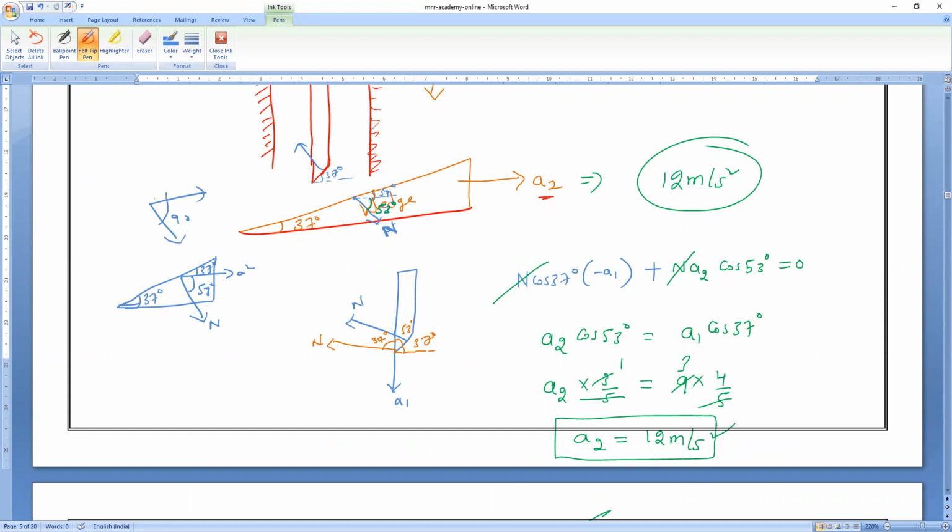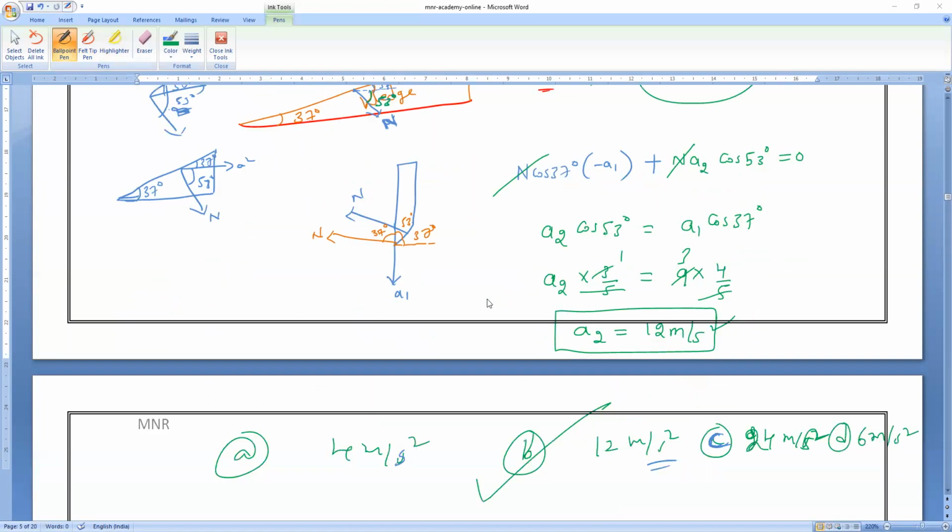From the surface, this is the surface. If here is 37, then here it is the remaining 53 only. So you have to be very careful. Whatever I mentioned with the blue color is not given in the question. You should take the data. That is why I'm saying you redraw the diagram, make it very fast, and then only you can do it.